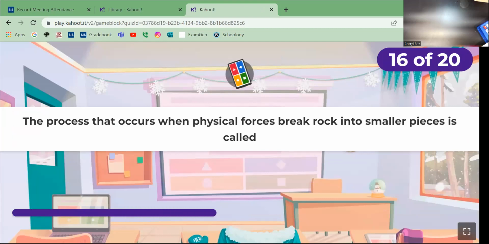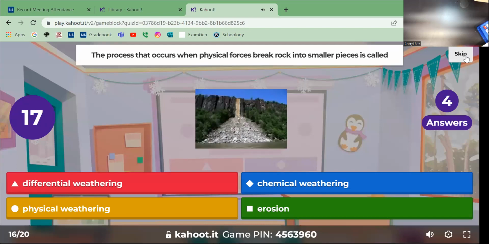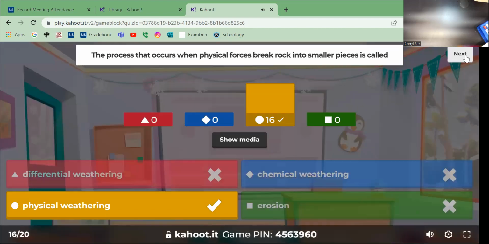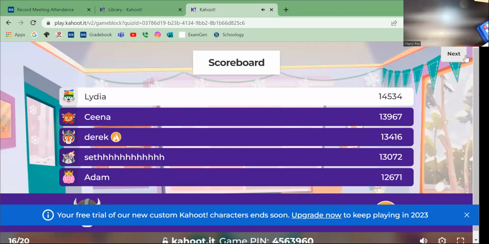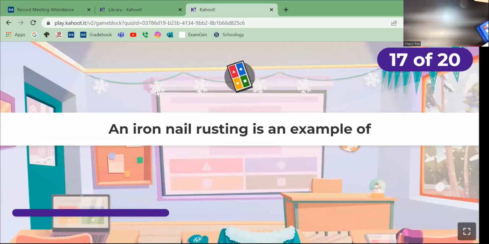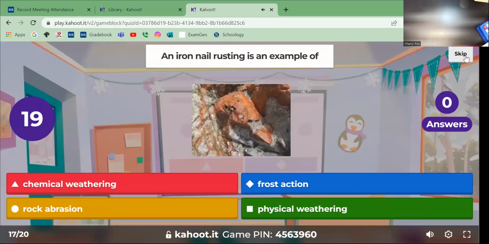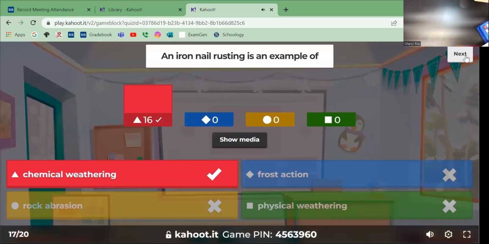The process occurs when physical forces break rocks into smaller pieces. That would be physical weathering. Okay, good, because a whole bunch of people last class got it wrong, and they wanted to fight me about it. An iron nail rusting is an example of oxidation. Yeah, I was right. Nice job.